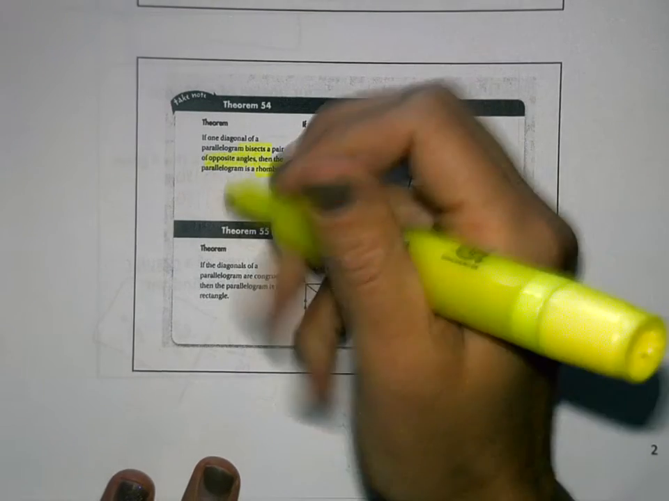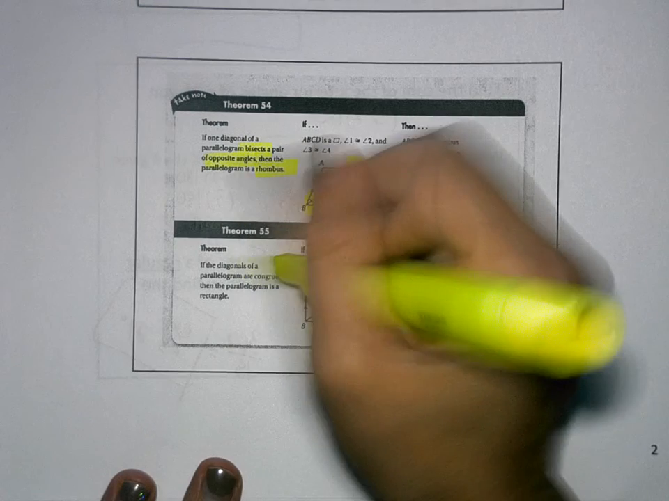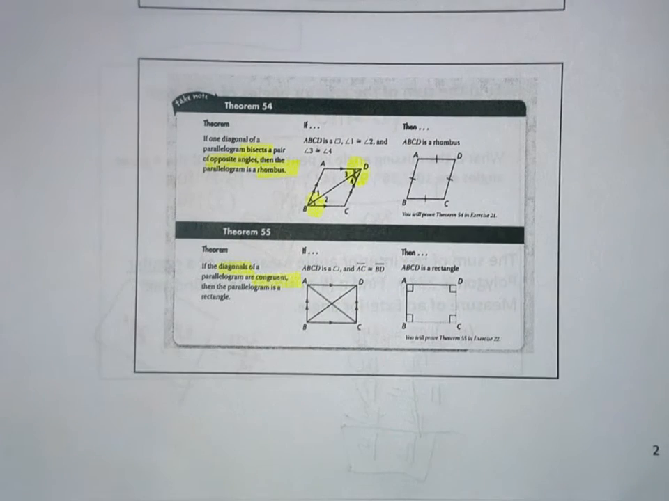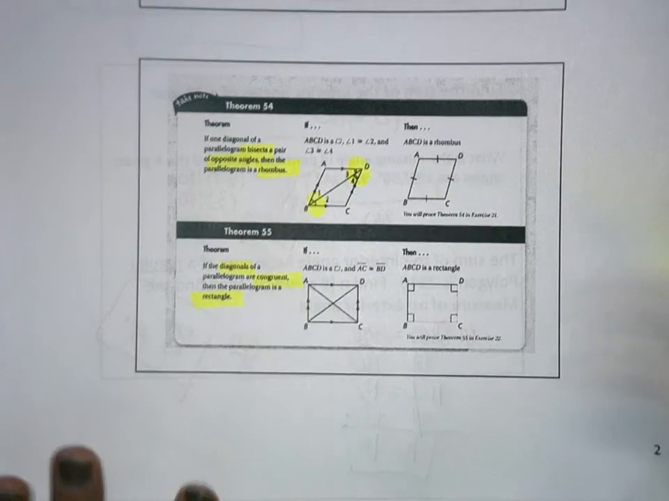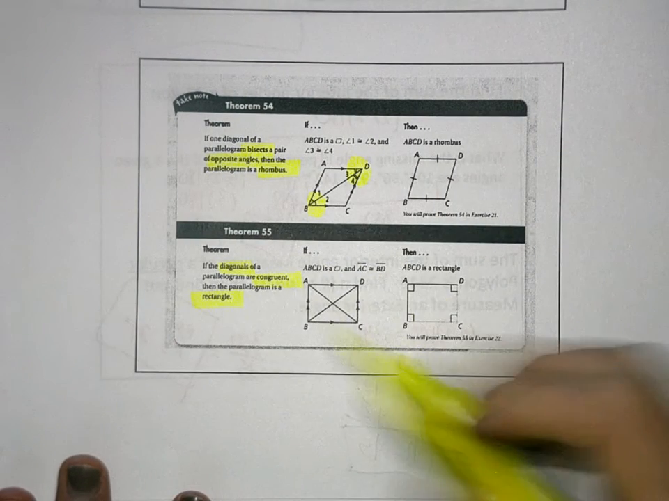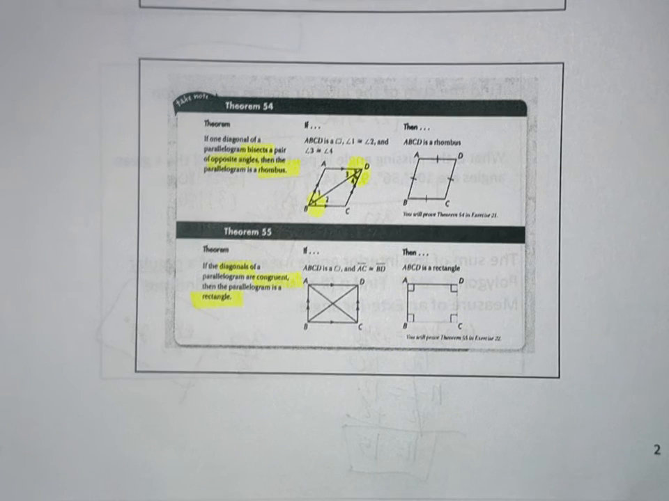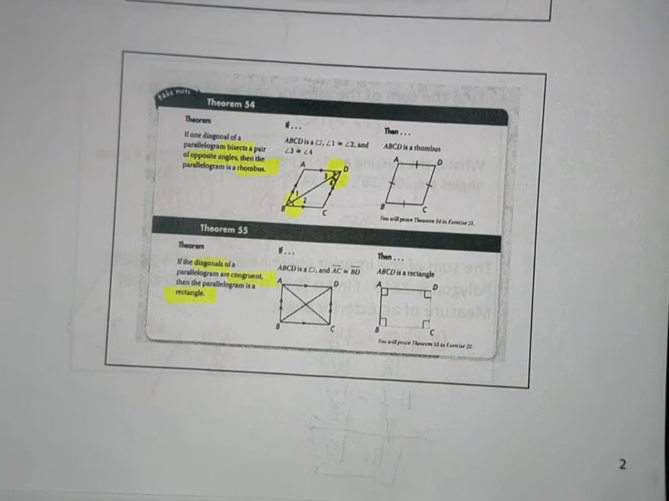Okay, if the diagonals of a parallelogram are congruent, so diagonals are congruent, and what does congruent mean? The same. Then the parallelogram is a rectangle. So if you have two diagonals that are congruent, meaning they're equal, then that is a rectangle. Okay, and that was on page 299.